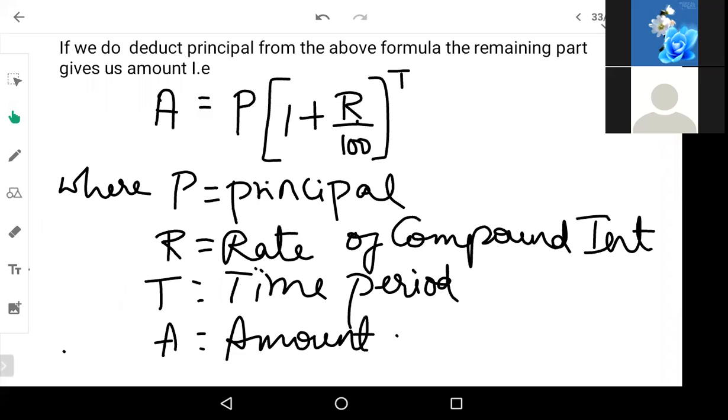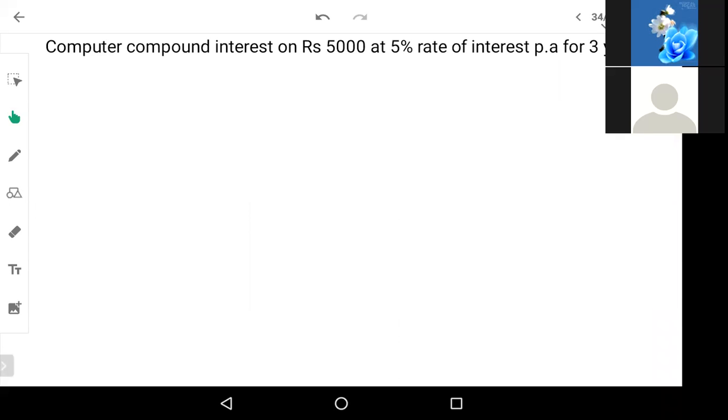Now, if you want to know the total amount including the compound interest, then A is equal to P into 1 plus R by 100 to the power T. So that will be the formula for amount. Now let us go to the problems directly and try to solve a few problems so that you will be much clearer about the concept.